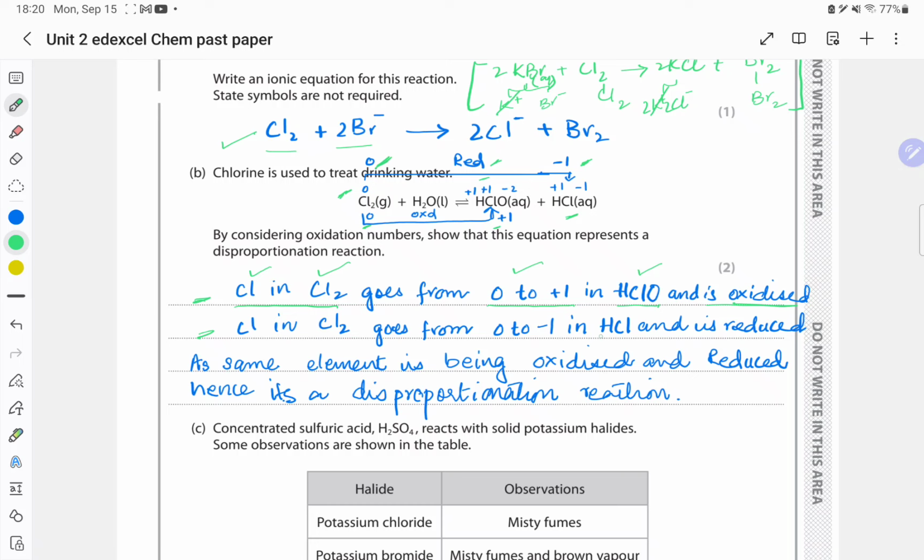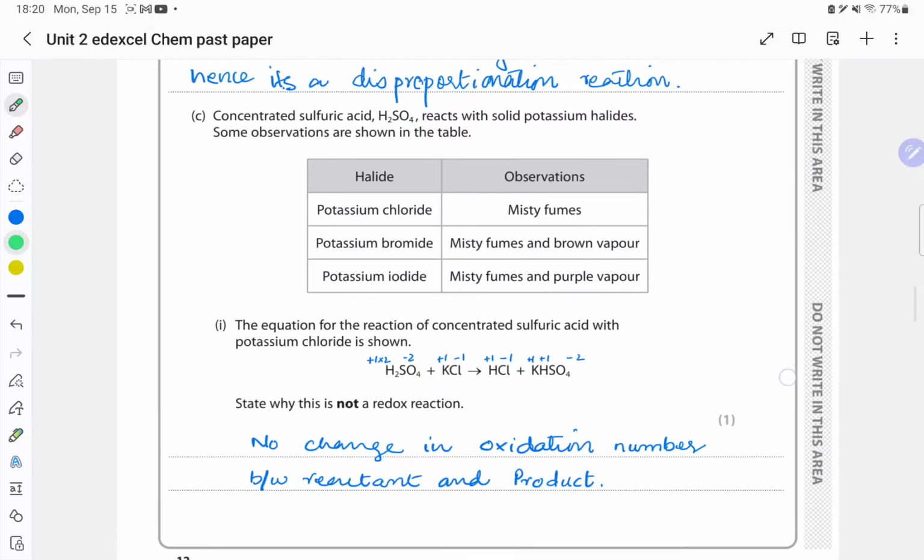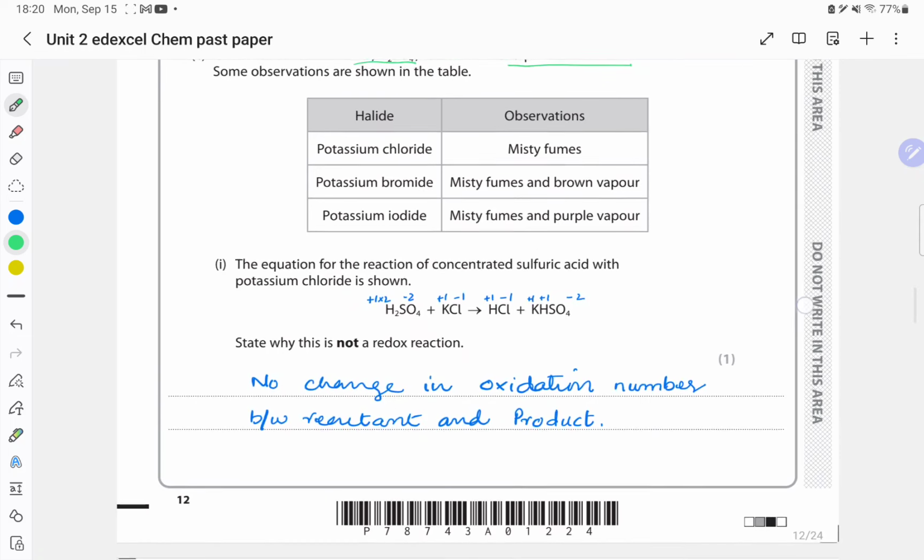In HCl, here we're talking about HCl, and is reduced. So in this way you're going to get 2 marks. Then we have another question that says concentrated sulfuric acid H2SO4 reacts with solid potassium halide. Some observations are shown. The equation for the reaction of concentrated sulfuric acid with potassium chloride is shown. State why this is not a redox reaction.